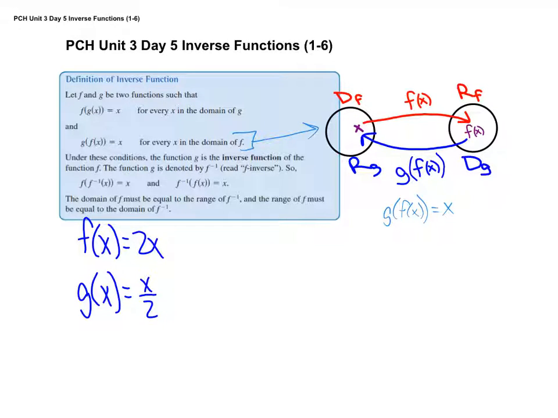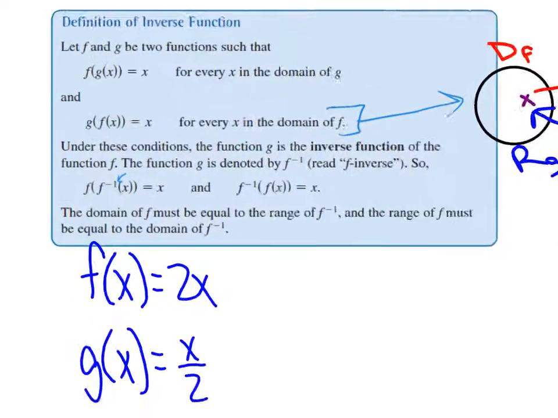Now, there's a little bit of notation that you should be familiar with. A lot of times, once we know it's an inverse, we use notation for an inverse. And you've actually seen this notation before. You may not have realized what it was, but you've seen it. And that is this little -1 right here. Let me zoom in on this.